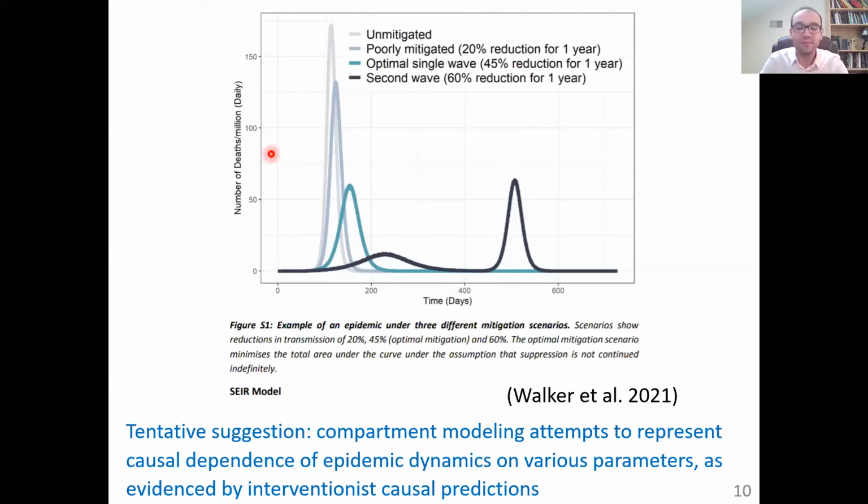So here's a graph from a famous paper way back when, the March 26th report by Imperial College London, where they applied an SEIR model to 200 or more countries in the world. And then they manipulated beta parameters of the model and saw how the epidemic would evolve accordingly.